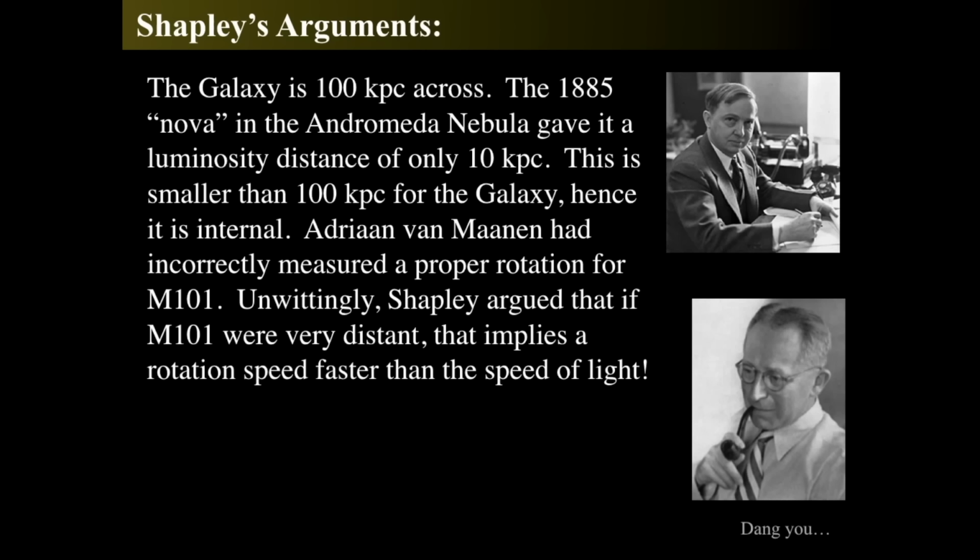And interestingly enough, Adriaan van Maanen discovered a proper rotation for Messier Object 101. That was his observation of the rotation of a galaxy. So he thought it had a very large rotation that was actually discoverable. And Shapley used that and said, well, if M101 were really distant, and for us to actually be able to see that rotation speed, then it would have to be rotating faster than the speed of light.